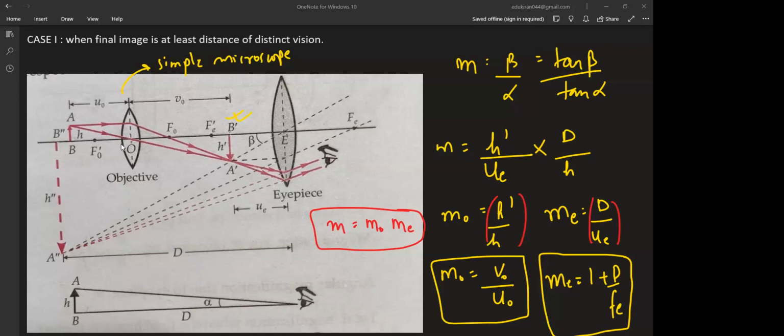Ma'am, because of that, we are seeing a more enlarged image than a simple microscope? Yes, because two lenses are there. So more magnification, and this is of larger aperture also. Okay, yes, ma'am. Thank you.